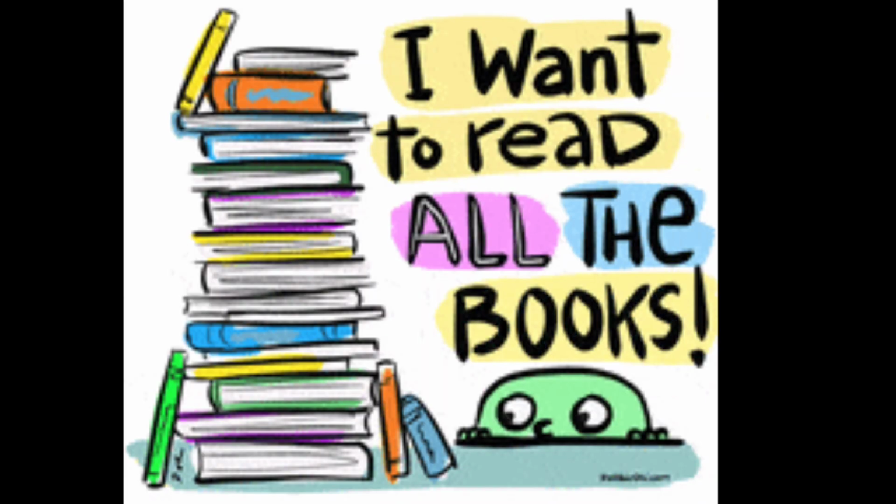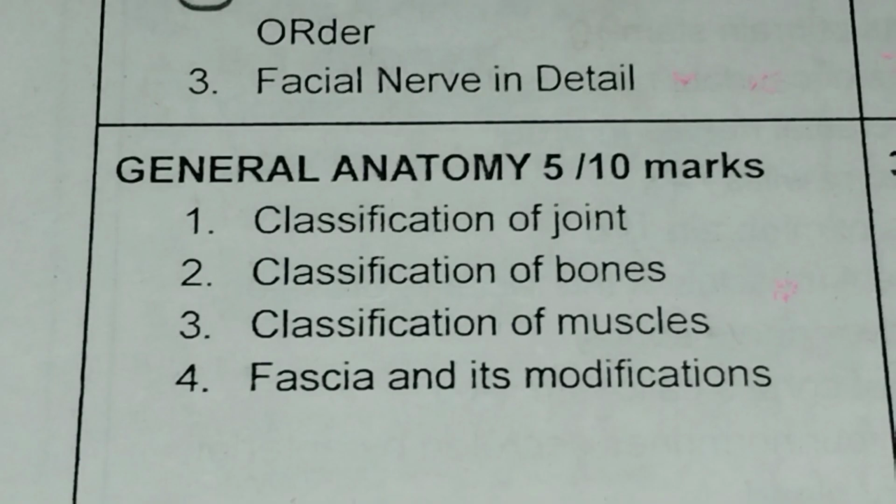Now let's start with the smallest book of anatomy, that is general anatomy. In this, the important 5 or 10 mark questions are: first one, classification of joint. Second one, classification of bones. Third one, classification of muscles. And the last one, fascia and its modifications.